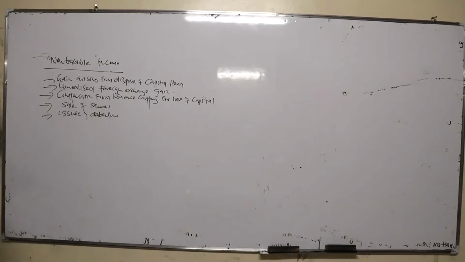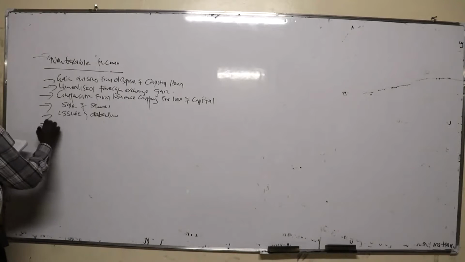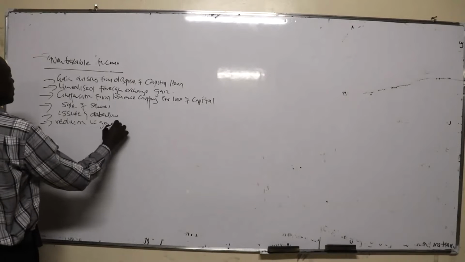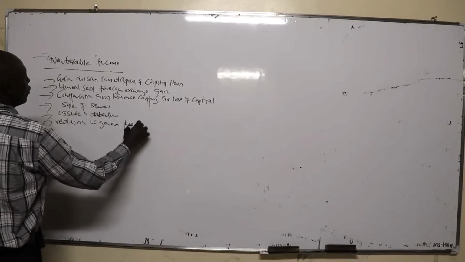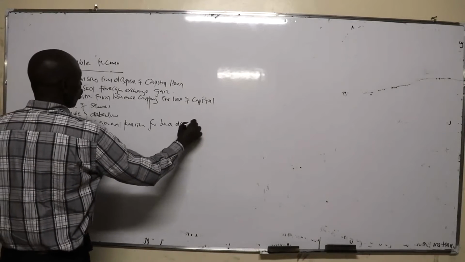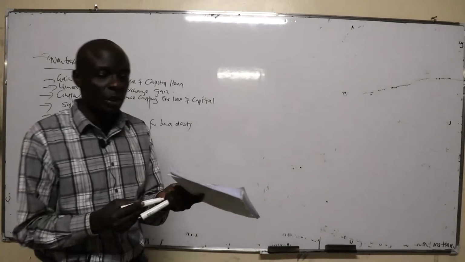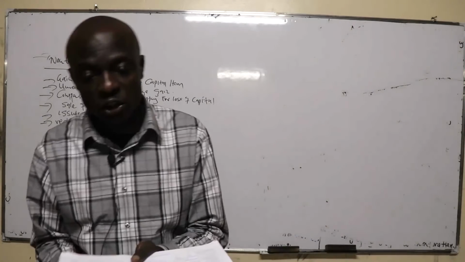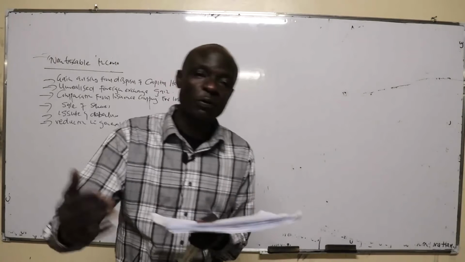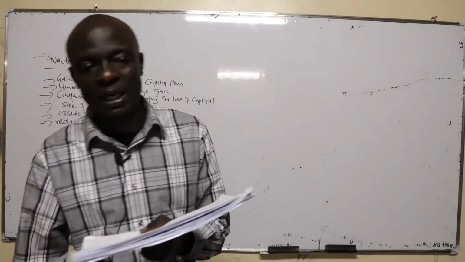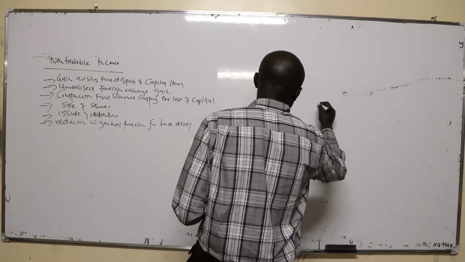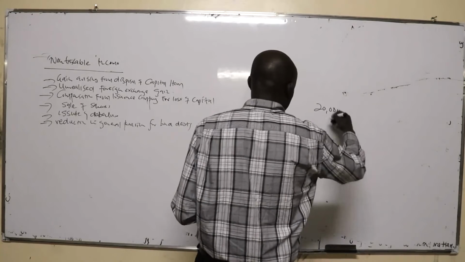Issue of debentures, and then reduction in general provision for bad debts. So there's what we call general provision for bad debts. When it reduces, for accounting purposes, it's considered as income. Remember, provision is just an amount that is set aside from profit to cater for bad debts. So you can set aside, for instance, 20,000 in a particular period.